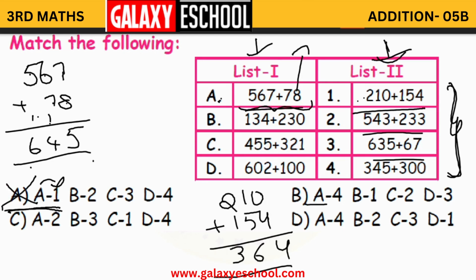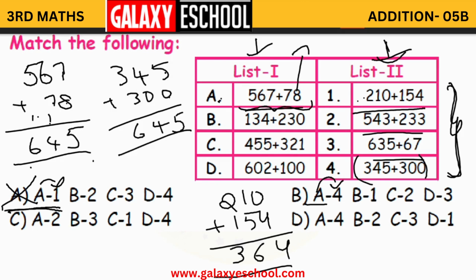Moving on to option B. They are saying A can be equal to 4. Now look at option number 4. 345 plus 300. When we add these two, 5 plus 0, 5, 4 plus 0, 4, 3 plus 3, 6. What answer did we get? We got the same answer, right? We got 645 as our answer. So what can we say? A is equal to 4. Yes, we can say that A is equal to 4.